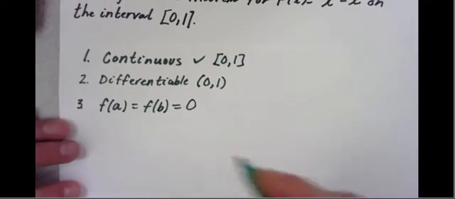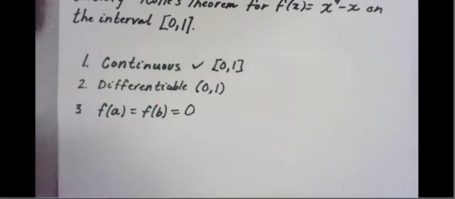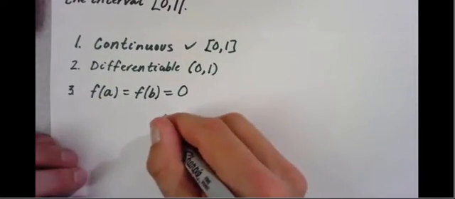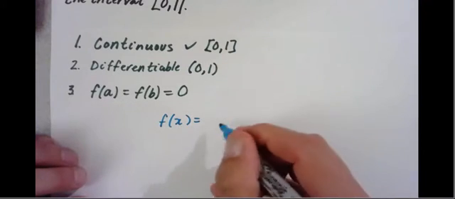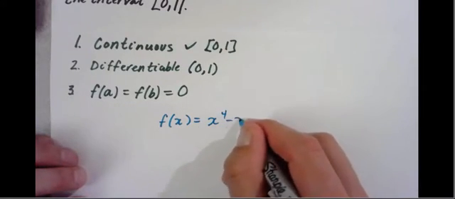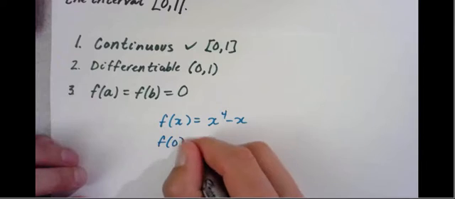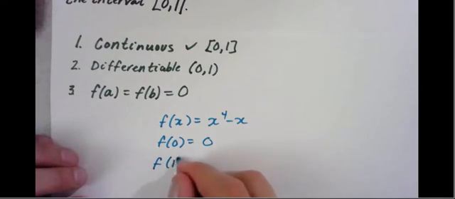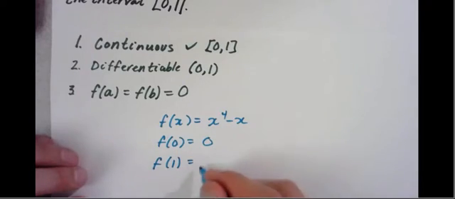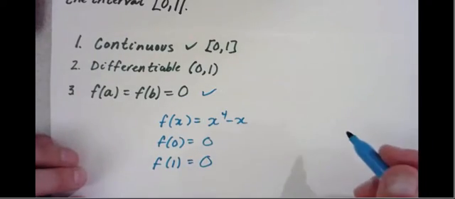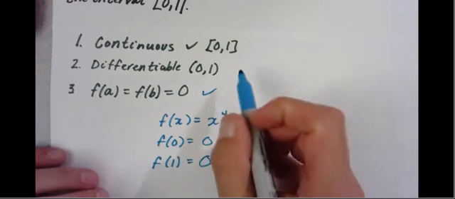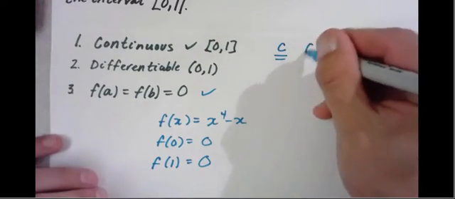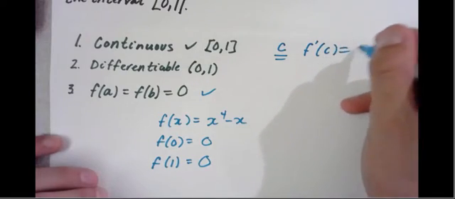Well, let's see. a here is 0, b is 1. f of x is equal to x to the fourth minus x, so f of 0, guess what? You plug 0 into both of those terms and you get 0. If you plug 1 in, you get 1 minus 1, which is 0, so that works out. So now the theorem says, hey, this all works out, then we have this point c where the derivative is equal to 0.